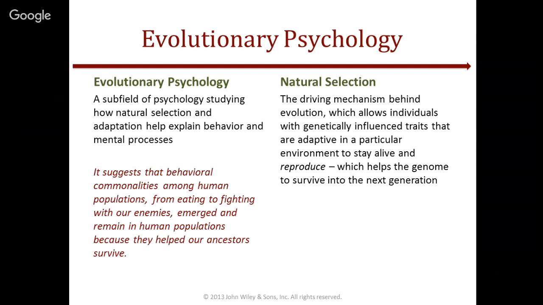So natural selection is basically about adapting to our environment so we can stay alive and continue to reproduce. So that's just kind of recapping what we looked at in chapter 1.